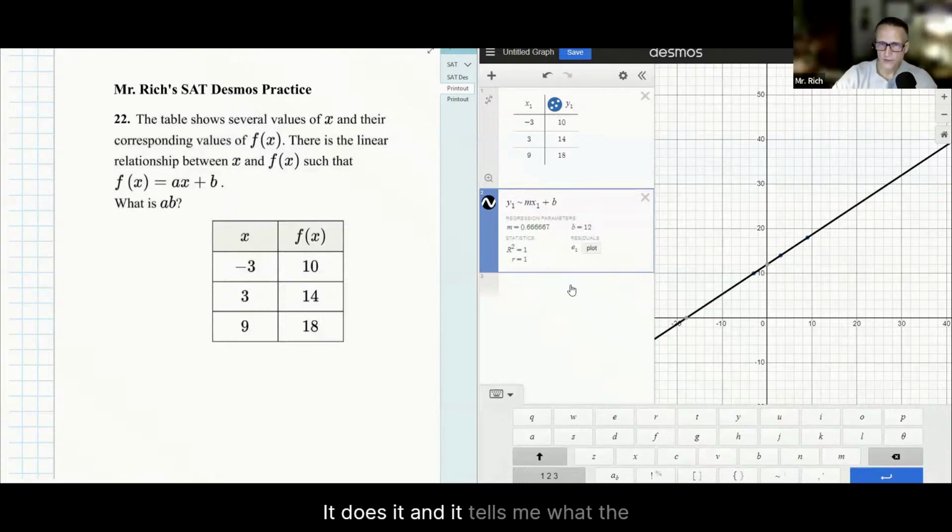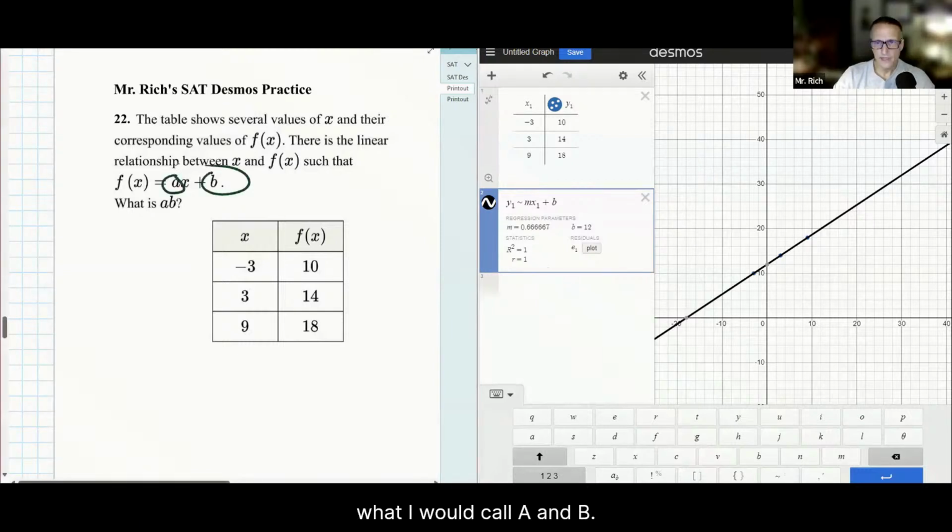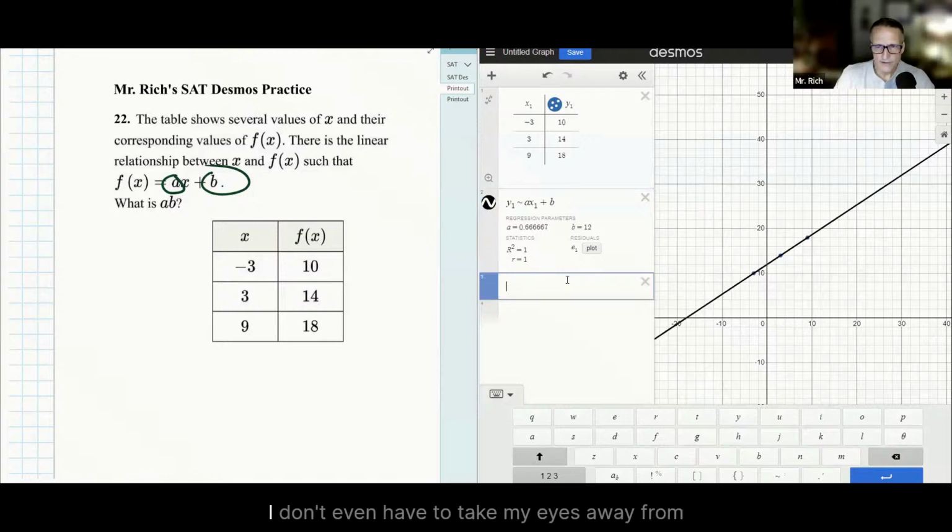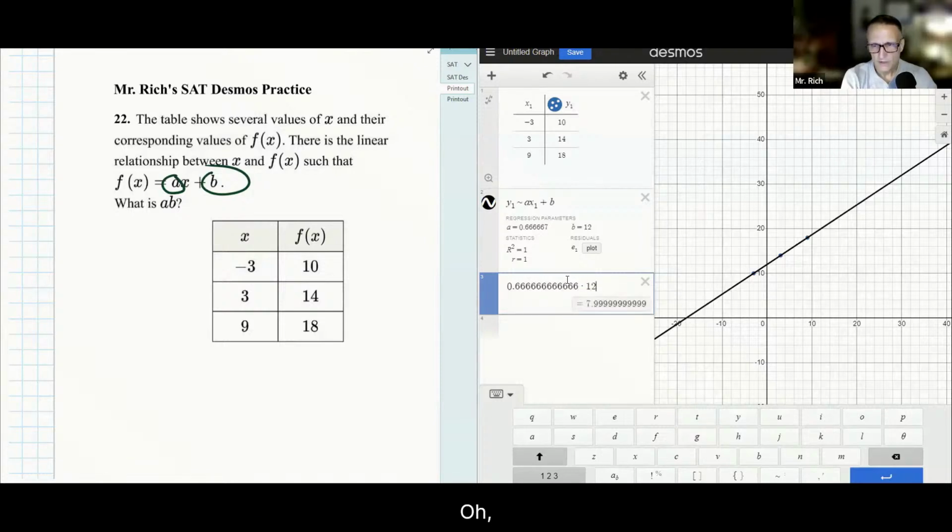It does it, and it tells me what the m and the b are. It tells me what I would call A and B. Now, if I wanted to, I could probably have even used the same letters and said AX1 plus B. And there's my A and my B. So my answer, I don't even have to take my eyes away from Desmos. I can just say, gee, what's 0.6667 times 12? Oh, 7.999. I'm going to go with the number 8.